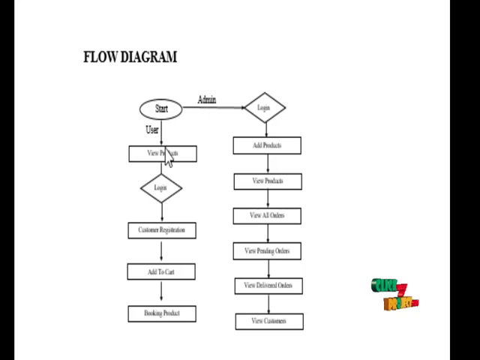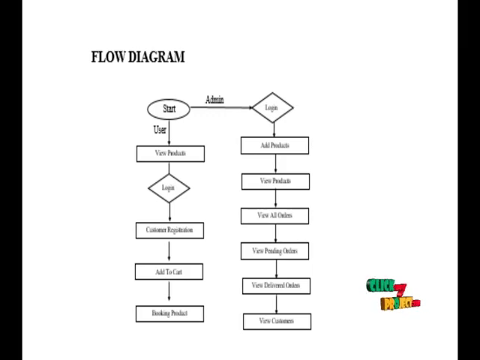First, start the user module, then view products, the page where the users can view the products. Next, the login page, where the registered users will log in. Customer registration: to enter as a new user, the customer registers the name, username, email ID, password, and phone number. And next, add to cart, the page where the users can add products from the product list to the cart. Next, booking order, where the user can order the products.